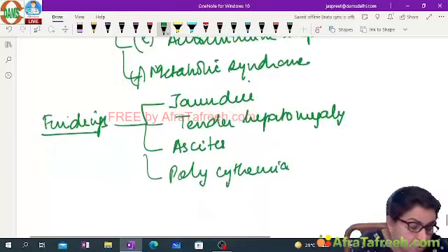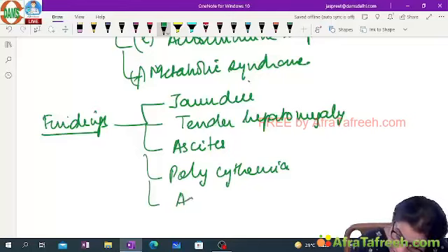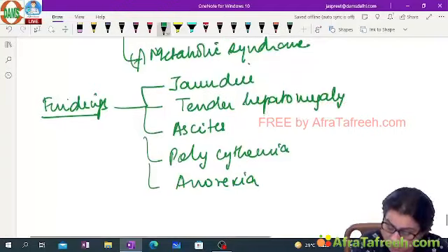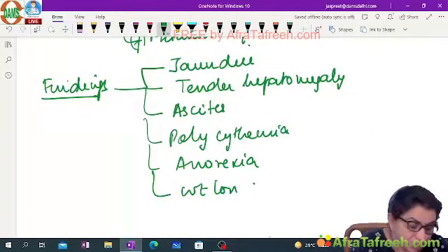And then also anorexia and weight loss, as she has rightly written, anorexia. Of course, weight loss occurs with most of the cancer. So patient also gives history of weight loss.